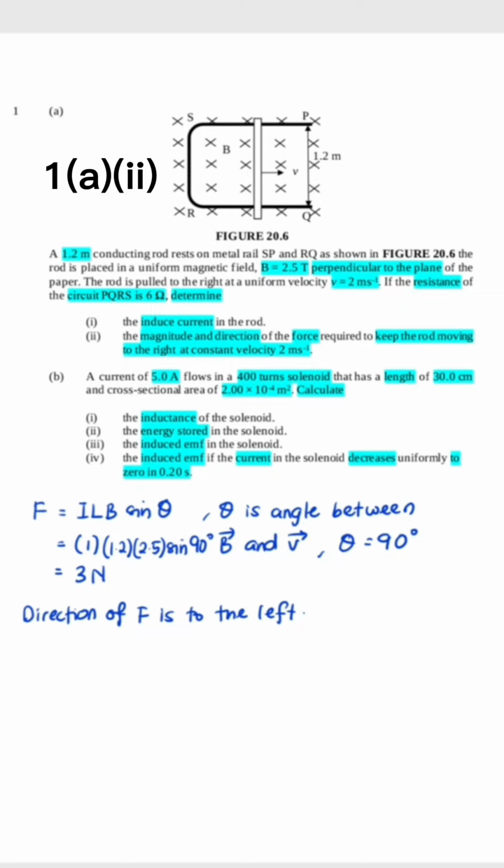But if the question asks you to explain, how are we going to explain? Now we try to understand why the direction of force is to the left. When the rod is moving to the right in the region of uniform magnetic field, there is cutting of magnetic flux. Therefore, the induced EMF will be produced. The induced EMF will produce the induced current. When the induced current flows, the rod will experience a magnetic force. Since the magnetic force is produced due to the induced current, whose direction always opposes the change producing it, as a result, the direction of the magnetic force must oppose the motion of the rod and be directed to the left.